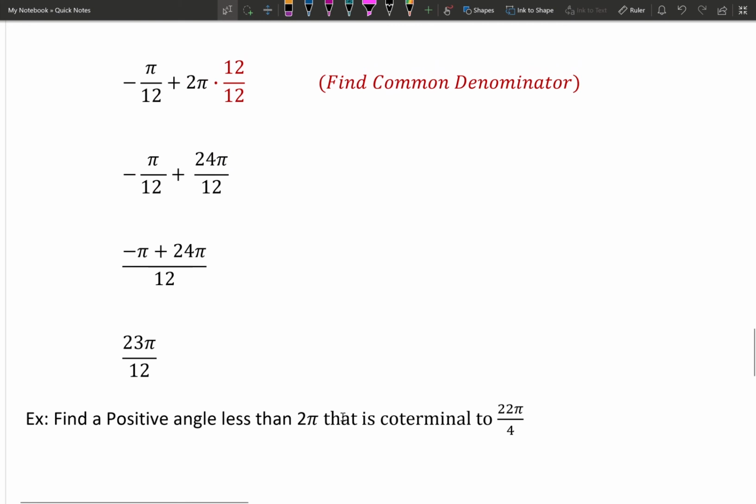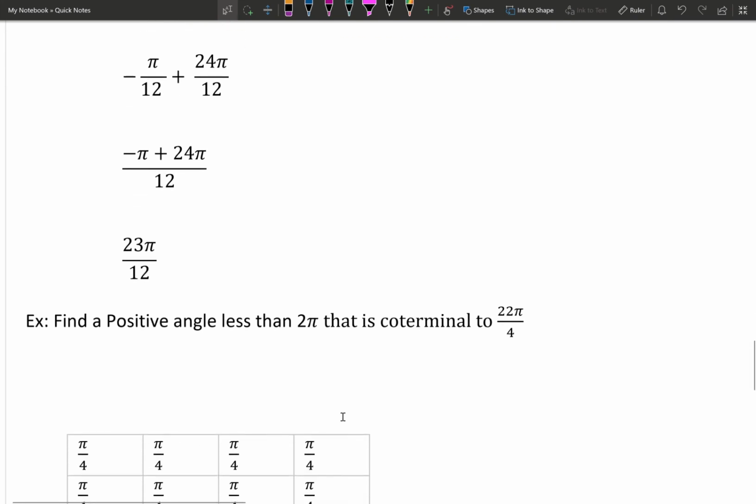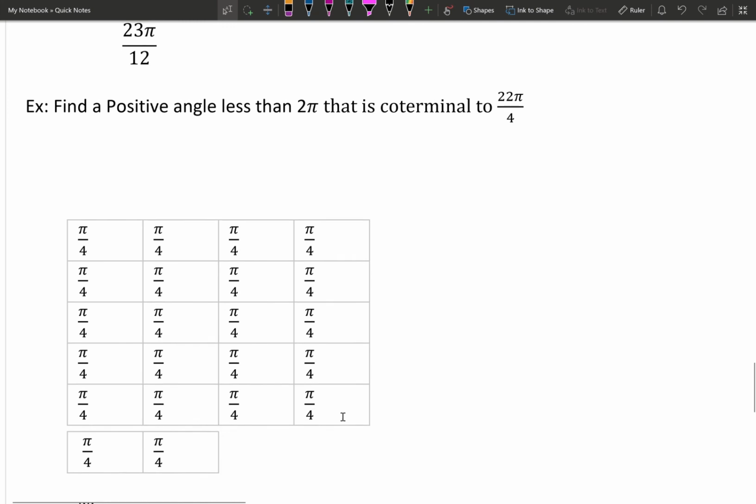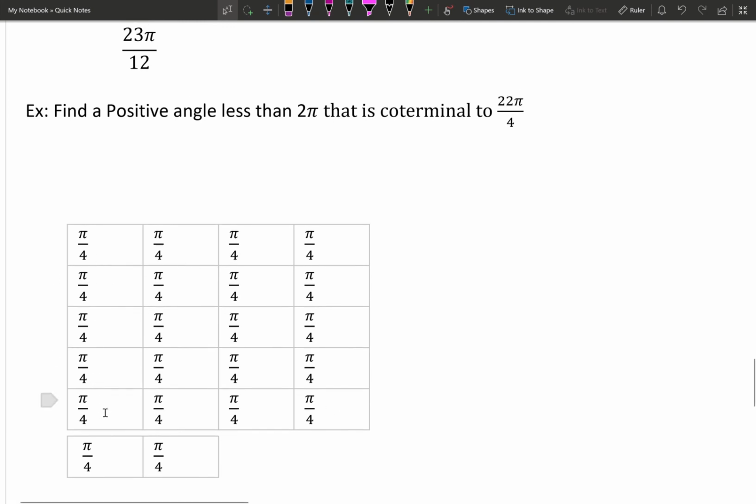So here's our last example. Find a positive angle less than 2 pi that is coterminal to 22 pi over 4. So I'm going to do the same thing that I did with the last example, which was, I'm going to draw it out first. Maybe not the last example, but 2 examples ago. So right here, I have 22 pi over 4s. Okay, so we're going to attack this the same way as before.